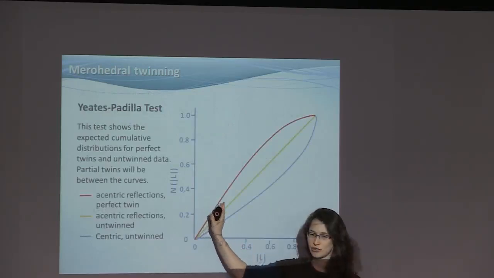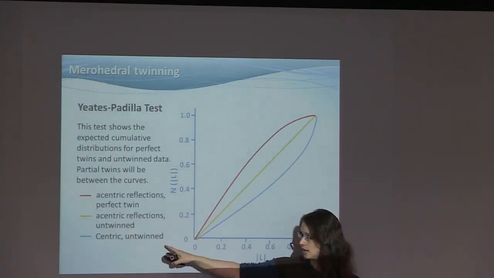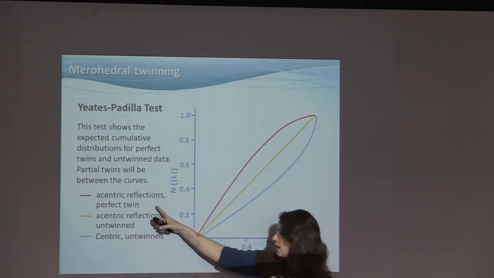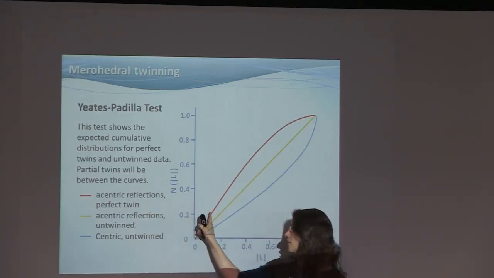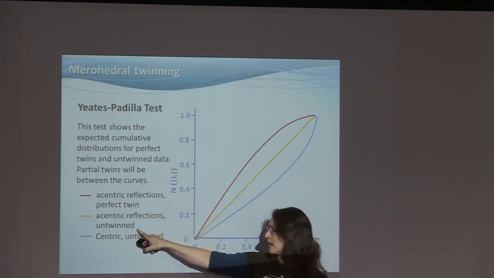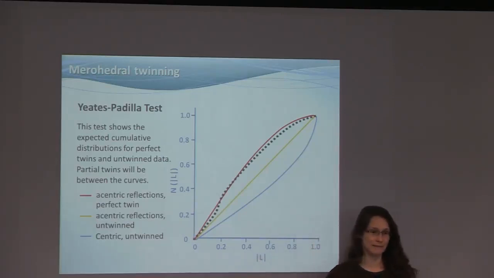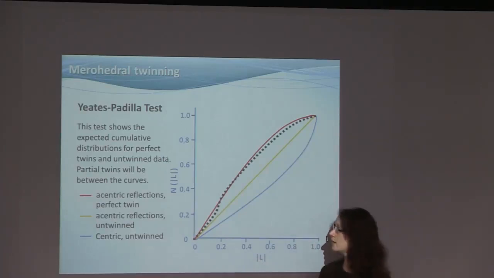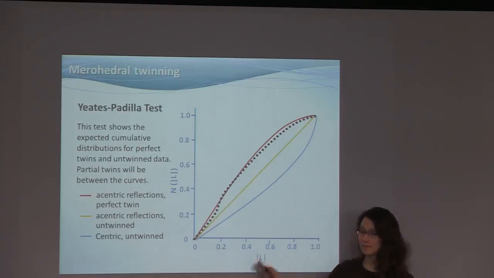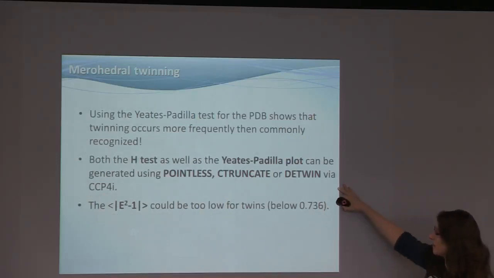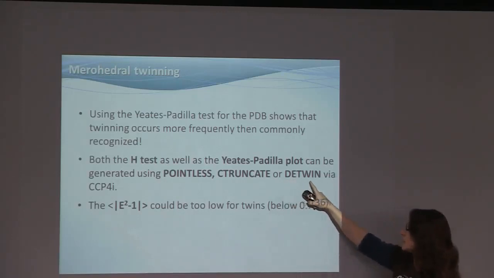And we are only looking here at the red and the yellow line for acentric reflections. The centric one is often omitted, but I've drawn it here so you know it exists. For acentric reflections, a perfect twin would be on the red line. An untwinned structure would be on the yellow. If we get something like this, what would we have? Yes, exactly, a perfect twin. And the L test is also known as the Yeates-Padilla test.